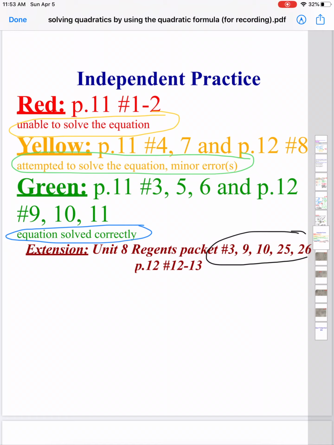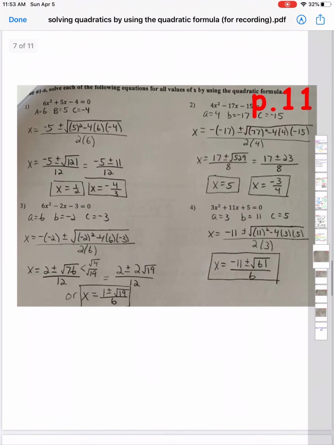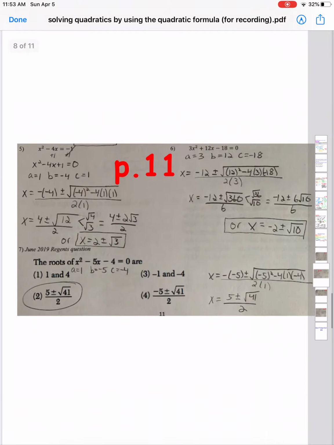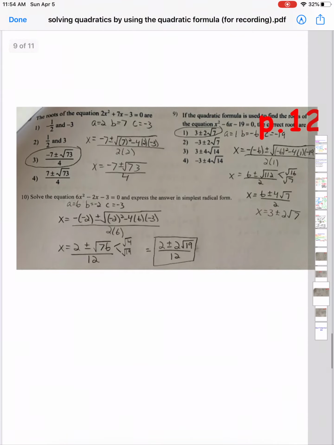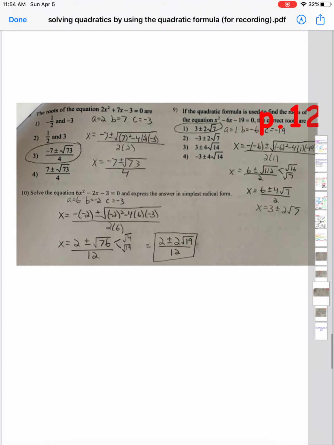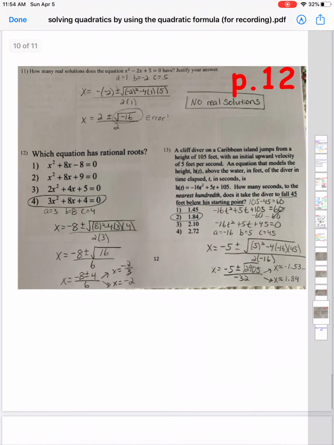Okay, so at this point in the video, you should be coming back here only to check your answers if you've already tried the problems by yourself. Here are the answers to the top of page 11. Here are the answers to the bottom of page 11. Here are the answers to the top of page 12. And here are your answers for the bottom of page 12.